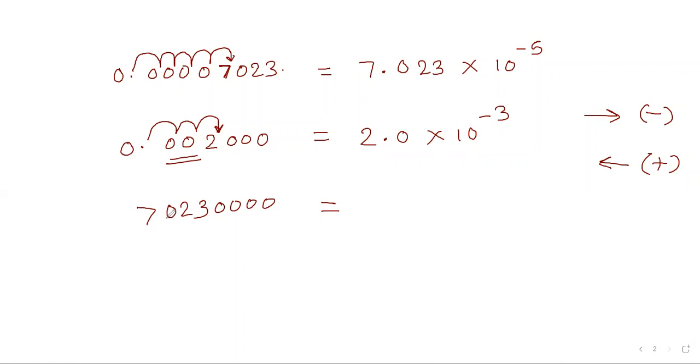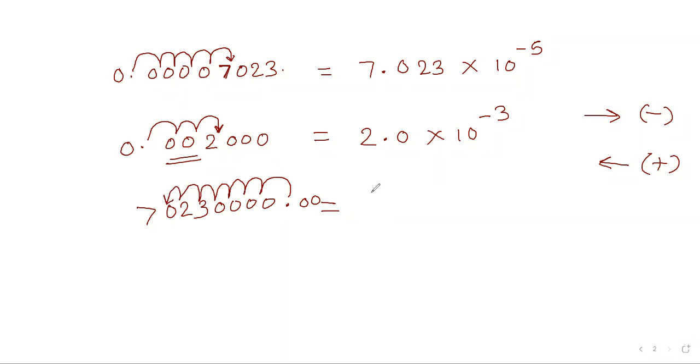How many places? Where is the decimal right now? After the number here, 0.00. Yes or no? Yes, sir. So how many places is it going to shift? 1, 2, 3, 4, 5, 6, 7.